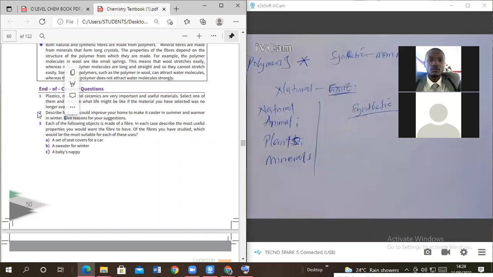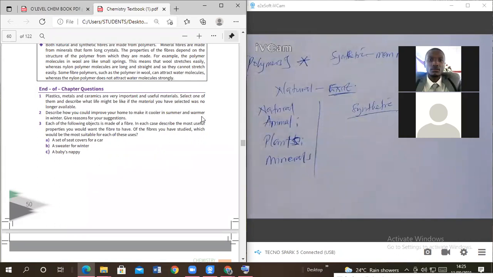Then two, describe how you would modify your home to make it cool in summer and warmer in winter, and give reasons for your suggestions basing on the materials you have seen above. Which type of material would you use in summer? Which type of material would you use in winter? And give the reasons for your answer.